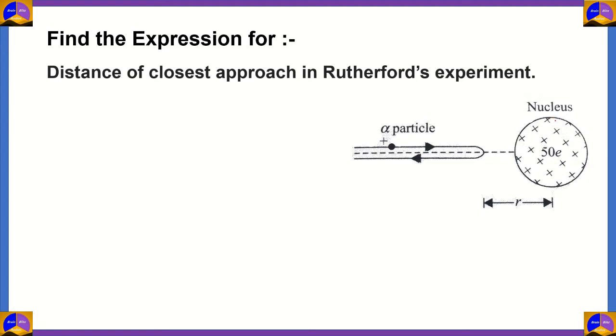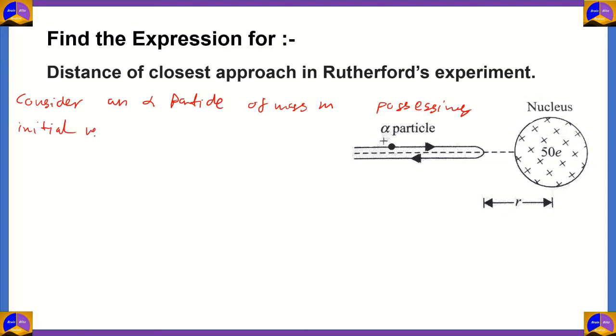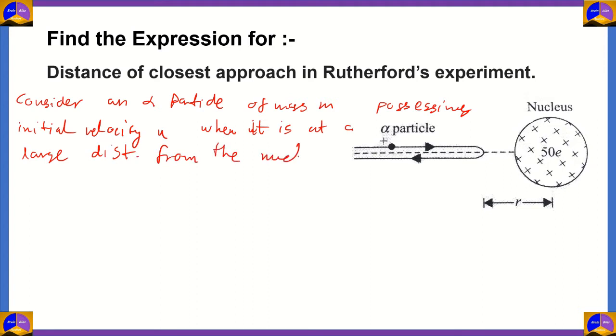In order to derive that, we need to consider an alpha particle. So let's start writing that. Consider an alpha particle of mass m possessing initial velocity u when it is at a large distance from the nucleus. And this nucleus has an atomic number, say Z.